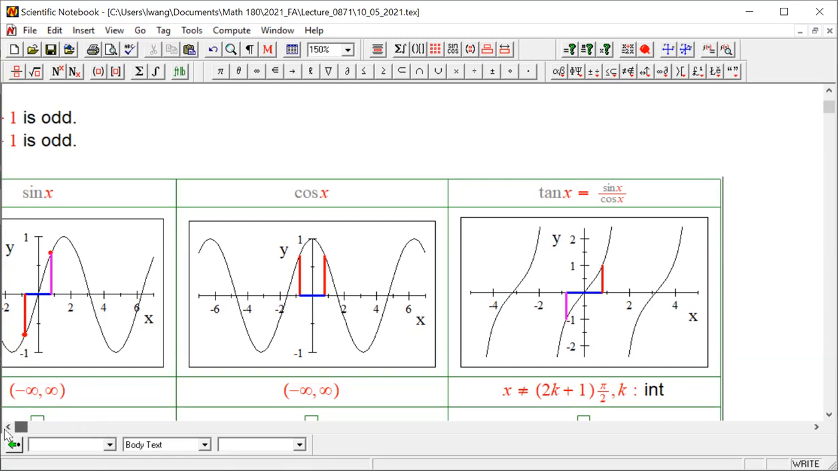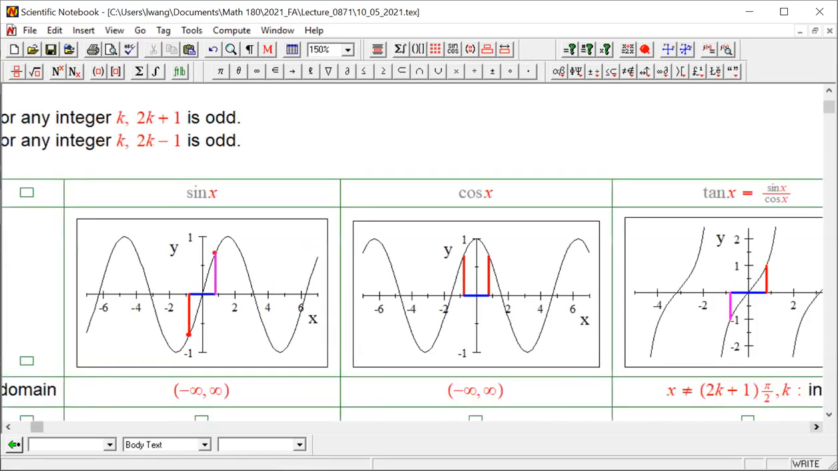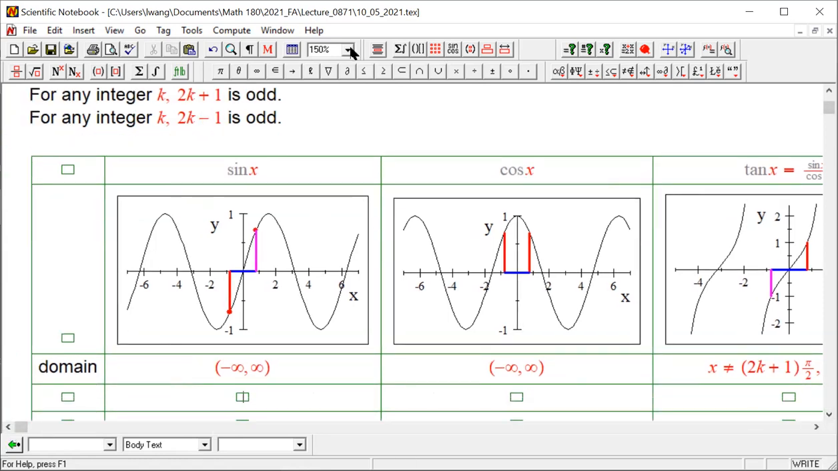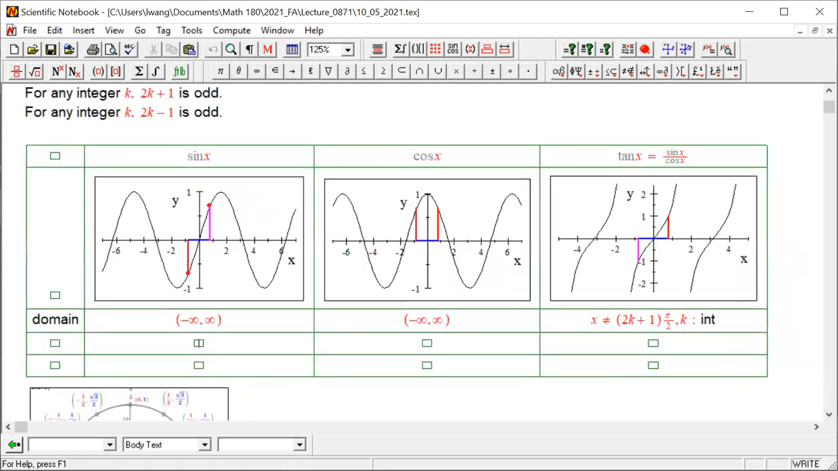All right, so in that domain, what is the odd-even situation? Well, we know that sine is odd, right? So this function is odd, so let me put odd here. And cosine, we know that it's even, right?